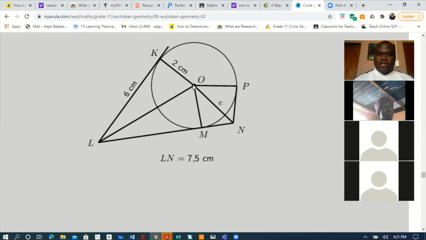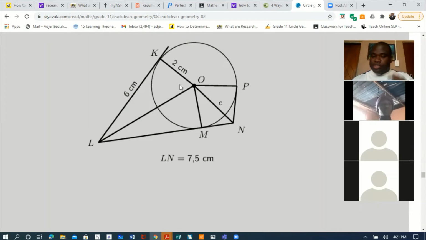Radius KO. KO is perpendicular to LK, which is the tangent. Okay. Perfect. So this is a right angle triangle. We said OMN is a right angle triangle. Now we are saying KLO is also a right angle triangle.